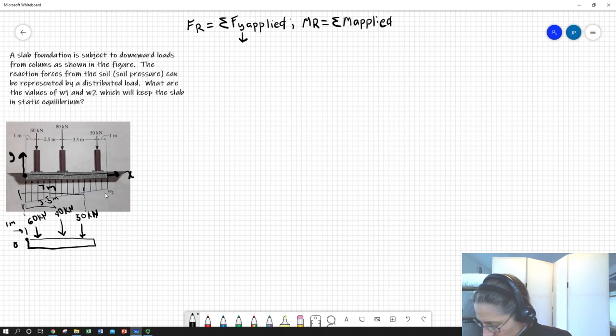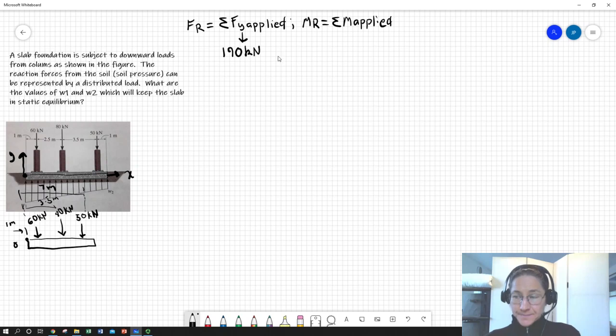And just to be sure, let's do this twice. 60, 80 plus 50 plus. So we have 190 kilonewtons. So we already know the magnitude of the force resultant under that trapezoidal load. That defines the area under that curve. So that's the total area.